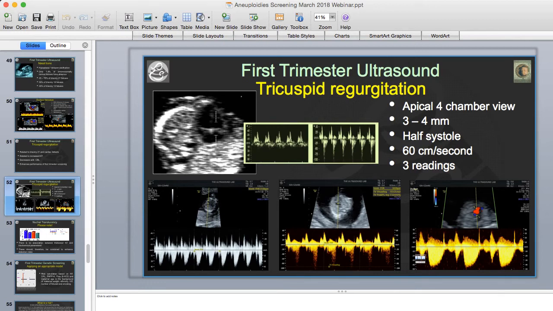And when you see that, you have to make sure that the gate is right, 3 to 4 millimeters of gate. The degree of regurgitation should occupy at least half of systole, and the velocity should be more than 60 centimeters per second, and take 3 readings and use an average. So that's the way you go about these 4 ultrasound markers.